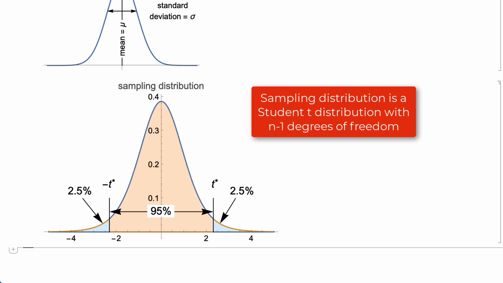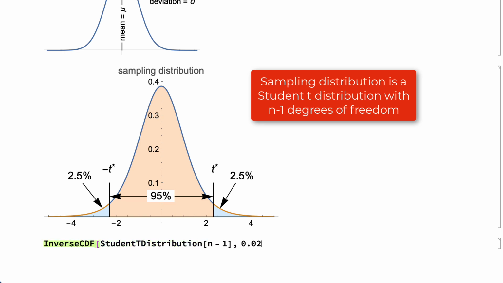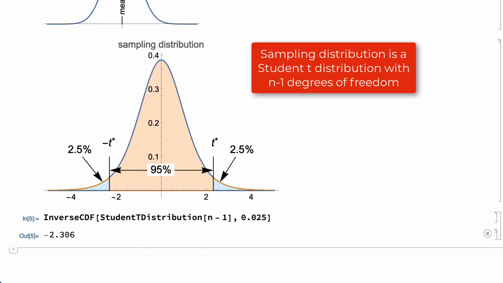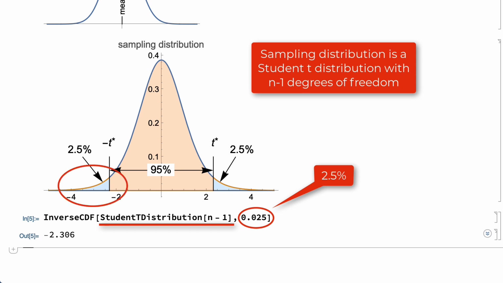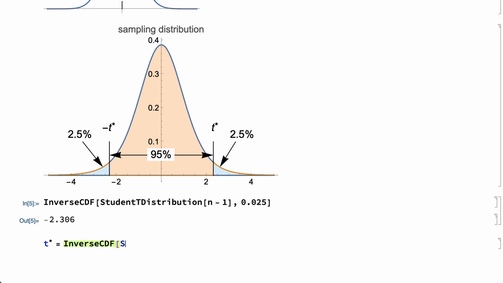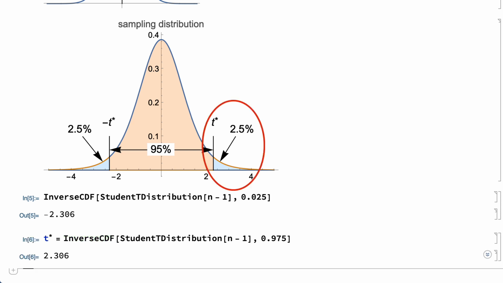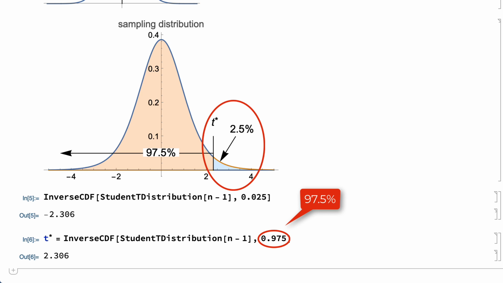In the Wolfram language, a function to compute the necessary points is the inverse CDF function. This input uses inverse CDF to give the value of minus t star, which is the point such that 2.5% of the probability under the curve for the student t distribution with n-1 degrees of freedom falls to the left of that point. This input gives the value of plus t star. 2.5% of the probability to the right of t star is the same as 97.5% to the left, so using 97.5% as the second argument in inverse CDF gives the value of t star.